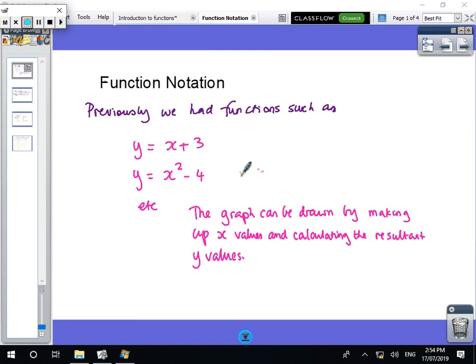Okay, looking at our next video on functions, we're doing function notation. Now, previously we had functions like y equals x plus 3, y equals x squared minus 4, and you can make a graph by making up x values. Now, you can make a table of values or whatever, and you can actually draw it up.